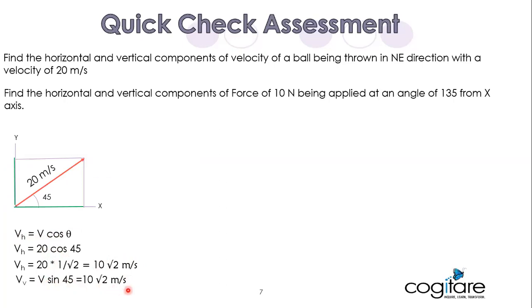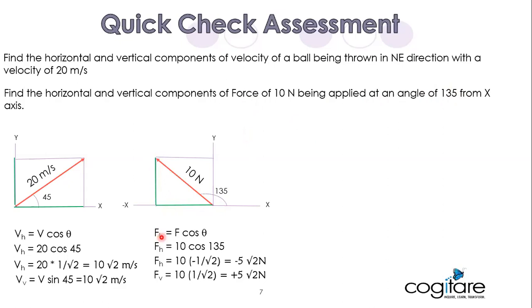The second question that we had encountered was the horizontal and vertical components of a force of 10 Newton being applied at an angle of 135 from the x-axis. We can model the force in this way. Remember, the angle has always to be taken in the positive direction with respect to the x-axis. And we have this being the vertical component and this representing the horizontal component. We use the same formula. FH, or horizontal component, here is F cos theta, 10 cos 135.